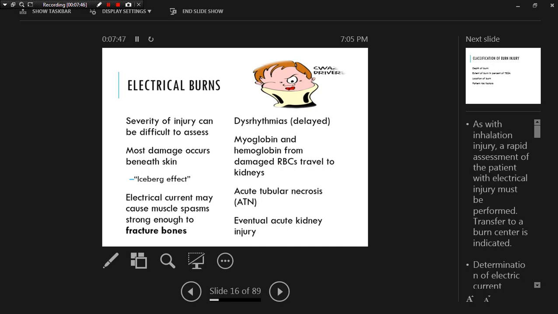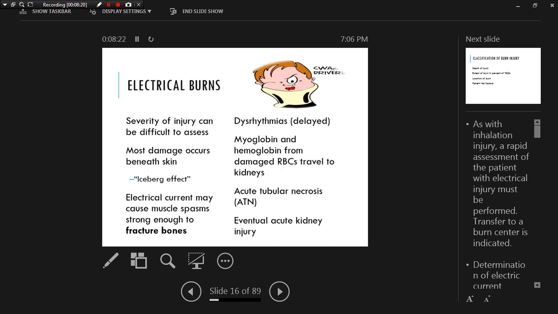We also know because of the electrical current, if it moves through the myocardium, these patients are at risk for dysrhythmias, ventricular tachycardia, fibrillation, and they can also be delayed. So even if they don't happen right away, it doesn't mean that they can't happen within days after the actual burn. So in addition to dysrhythmias, cardiac arrest, cervical injuries, and fractured bones, these patients are also going to be at risk for acute kidney injury from an acute tubular necrosis.